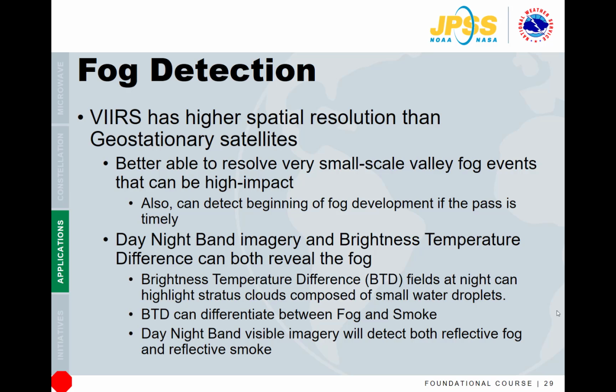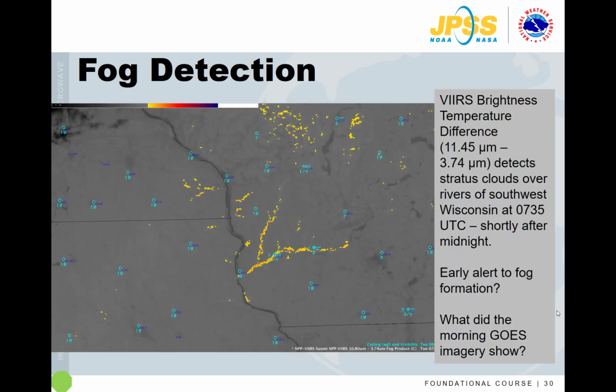The day-night band can give you information in the visible about the horizontal extent of the stratus, and the infrared can as well by exploiting the emissivity differences of water droplets at shortwave and long-wave infrared channels as found in stratus clouds. The brightness temperature difference field here shows fog and stratus starting to appear in the river valleys of southwest Wisconsin. That's in the orange and yellow enhancements. It's not quite there on the Mississippi, but it's forming.